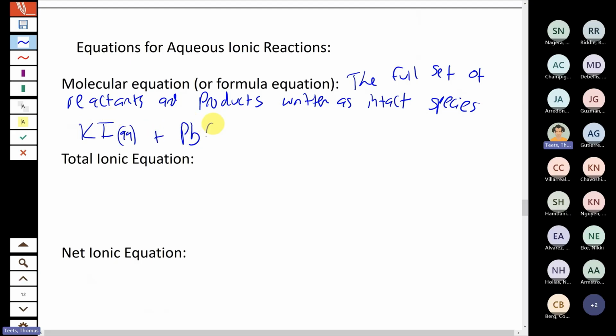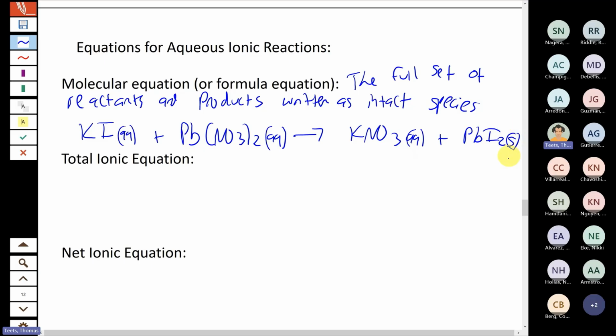We combine that with lead nitrate, and nitrates are always soluble, so that one is AQ. And then the 2 products. We had KNO3: all potassium salts are soluble, all nitrate salts are soluble, so that's definitely still AQ. And then we formed PbI2. Lead 2 plus is almost always insoluble, which is certainly true with halides. So that's going to be our precipitate. That gets the little S next to it, indicating that it forms a solid and is no longer dissolved in the solution. That's what the S tells us.